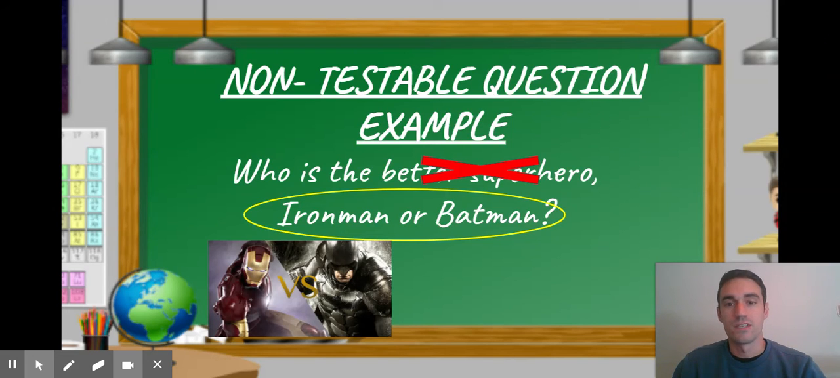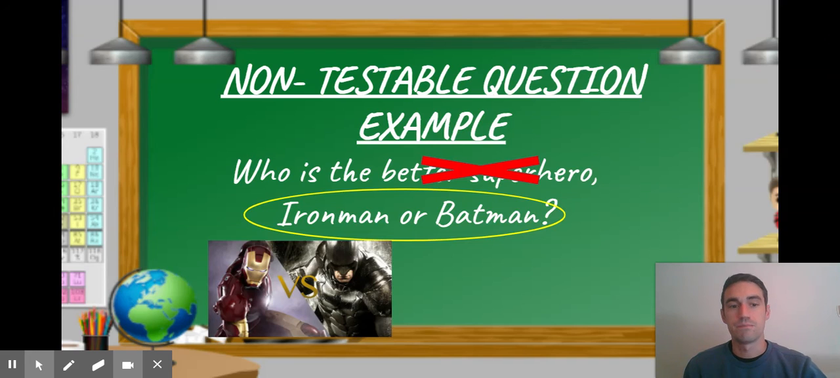Now, if I wanted to say who can fly faster, Iron Man or Batman, now I have something that I can actually measure, because it comes down to a fact and using a tool to measure it, not just an opinion. But saying better is almost always going to be a sign that it's a non-testable question, because it just comes down to opinion.